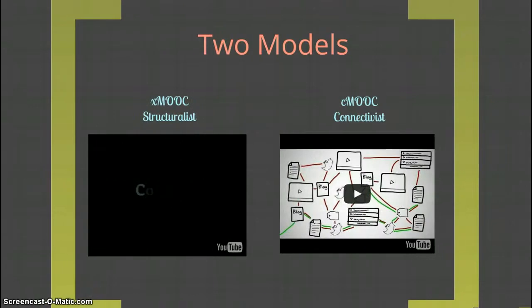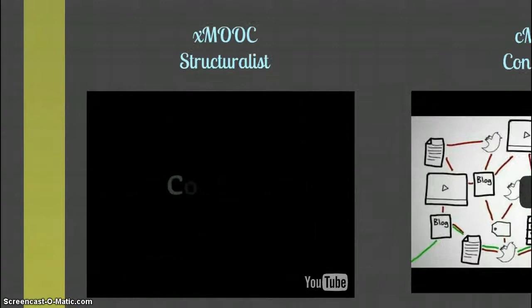Now, there are two models that are very prevalent in the world of MOOCs at the moment. They're referred to in some of the literature as either XMOOCs or CMOOCs, but I don't particularly like those terms. I prefer either a structuralist or a connectivist. So I'm going to look at these two in turn because this is really what's happening in the world of MOOCs at the moment. So firstly, a structuralist MOOC.